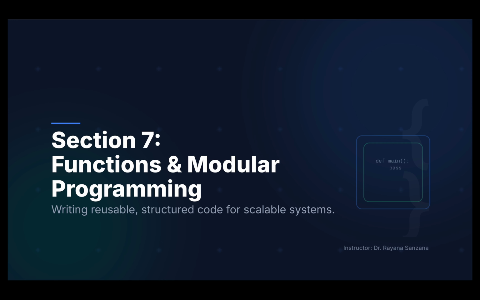In this section, we shift from just storing data to actually organizing program logic. The focus is on functions, which help us write reusable pieces of code, and on modular programming, which helps us build larger systems in a structured way. This is an important step because as programs grow, we cannot keep writing everything in one long script. We need cleaner ways to separate tasks and reuse logic.